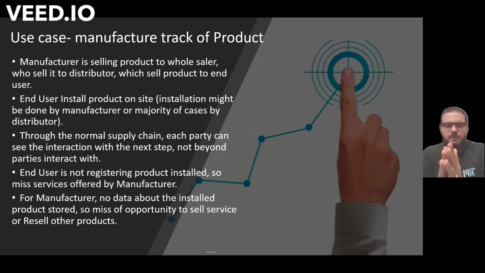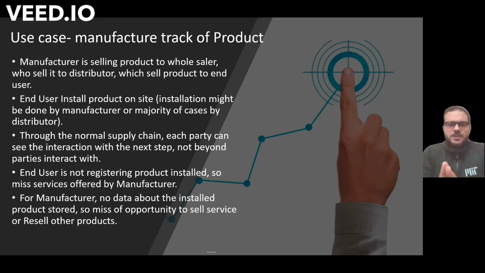So the use case is about a manufacturer who is selling product to wholesalers, who sell it to a distributor, which is then being sold to the end user. The end user then is going to install the product on site. The installation might be done by the manufacturer, or in the majority of cases it's done by the distributor.